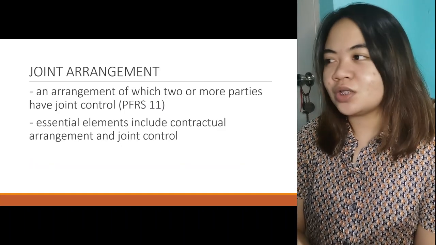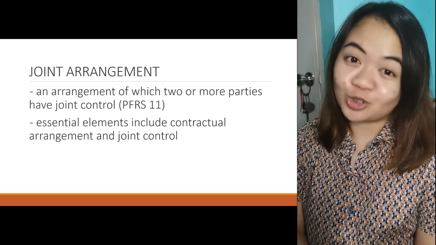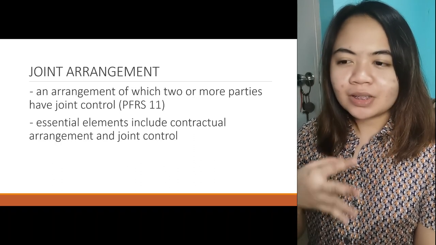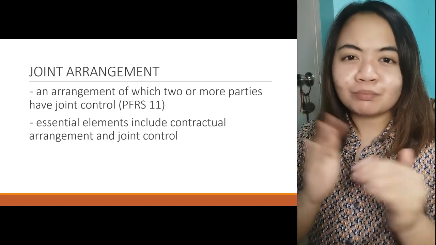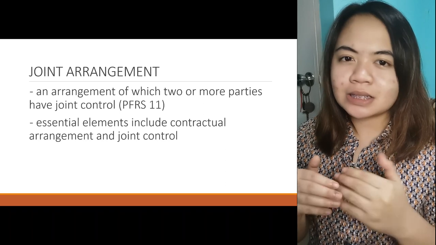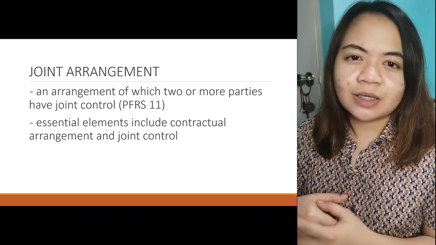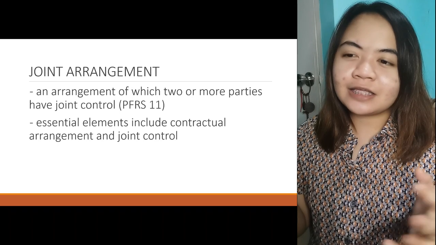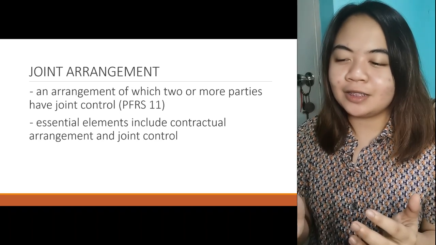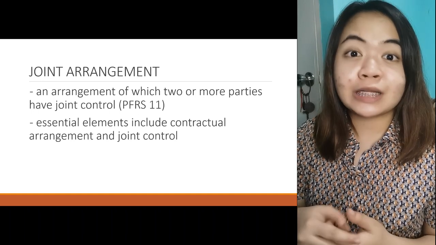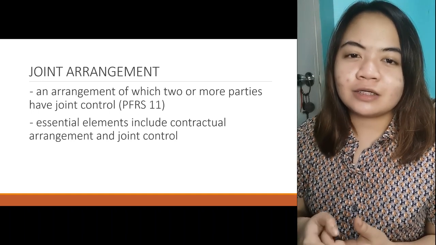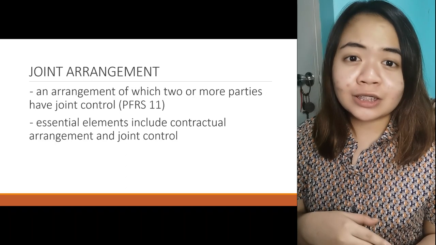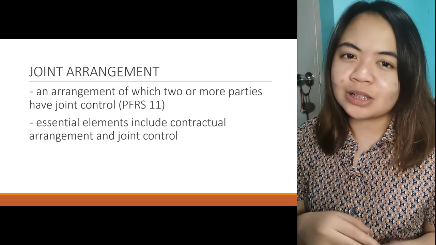What is a joint arrangement? A joint arrangement is an arrangement wherein two or more parties have joint control. It's like a business combination. Actually, it's the same in concept, as if they combined. This one just has a specific activity, a specific agreement through a contractual arrangement, where they have joint control. So they both have influence and control in the activities of that certain manufacturing, or, for example, a store that is their joint venture or joint operation.